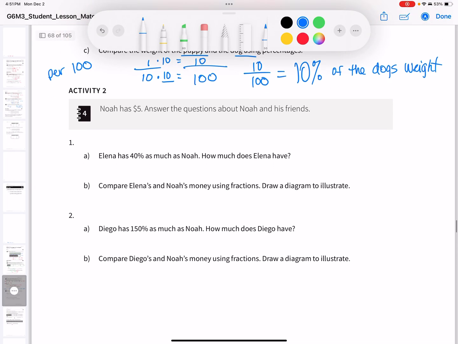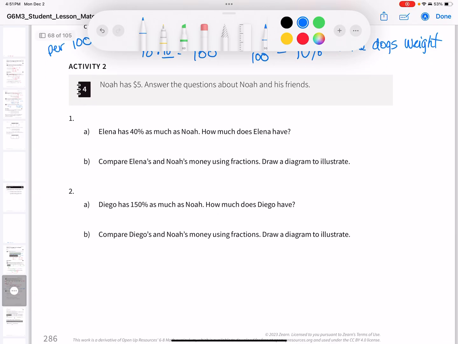All right, let's go to activity 2. All right, so Noah has $5. Answer the question about Noah and his friends. Elena has 40% as much as Noah. How much does Elena have?